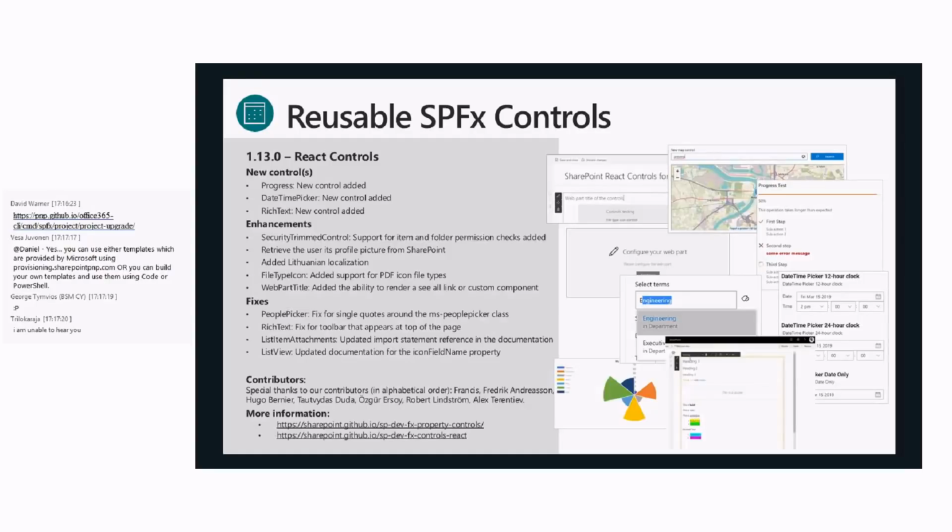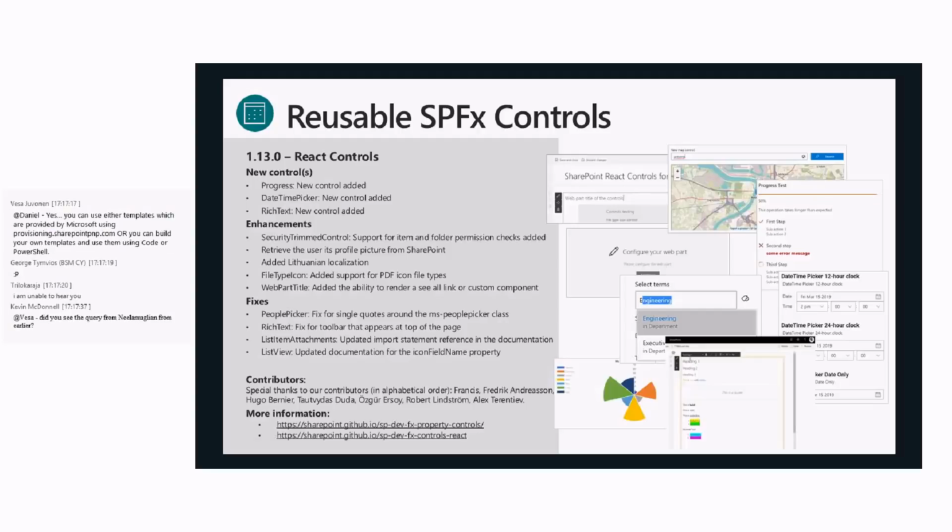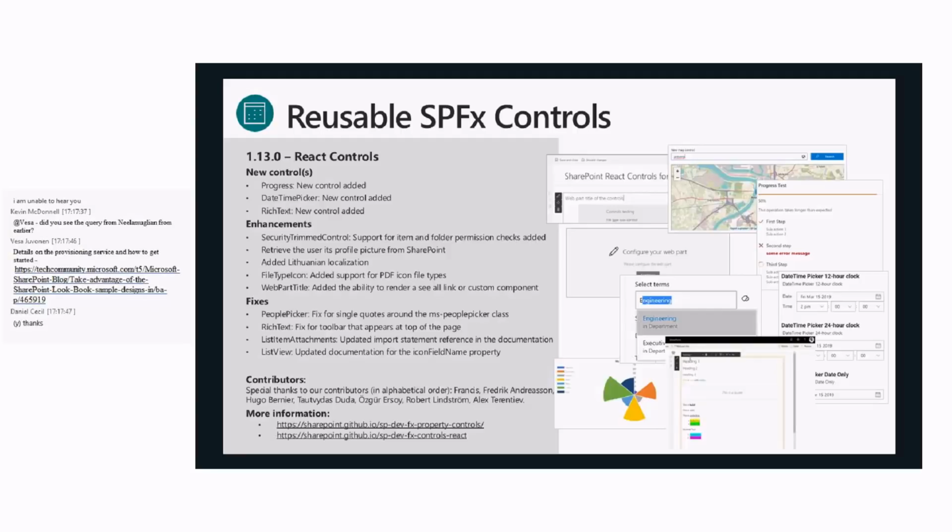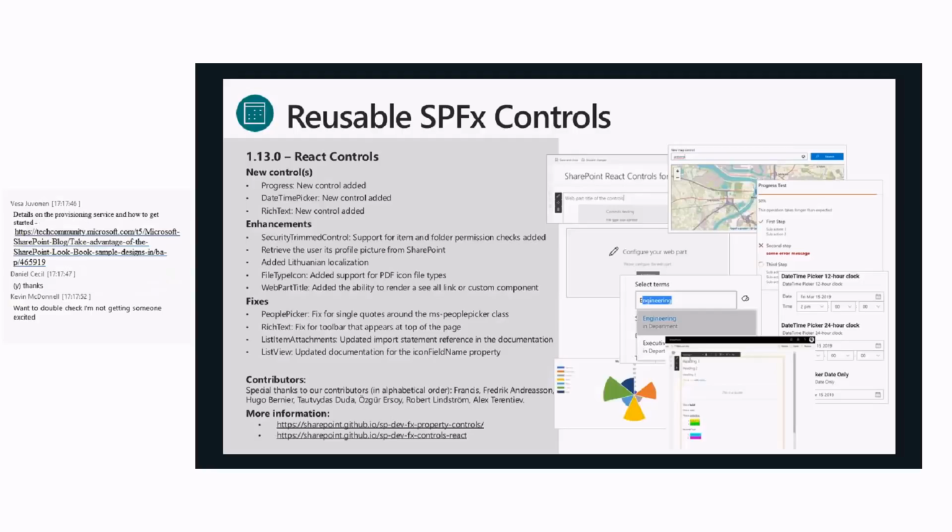Next up, the reusable components. So this is an update for specifically the React controls. These are the ones used in the body of the web parts. We got a new release, 1.13, with new controls: a progress indicator, a date time picker, and a rich text field editor control, very cool. And then some enhancements on some existing controls, as well as some fixes for bugs that were reported to the issues list.